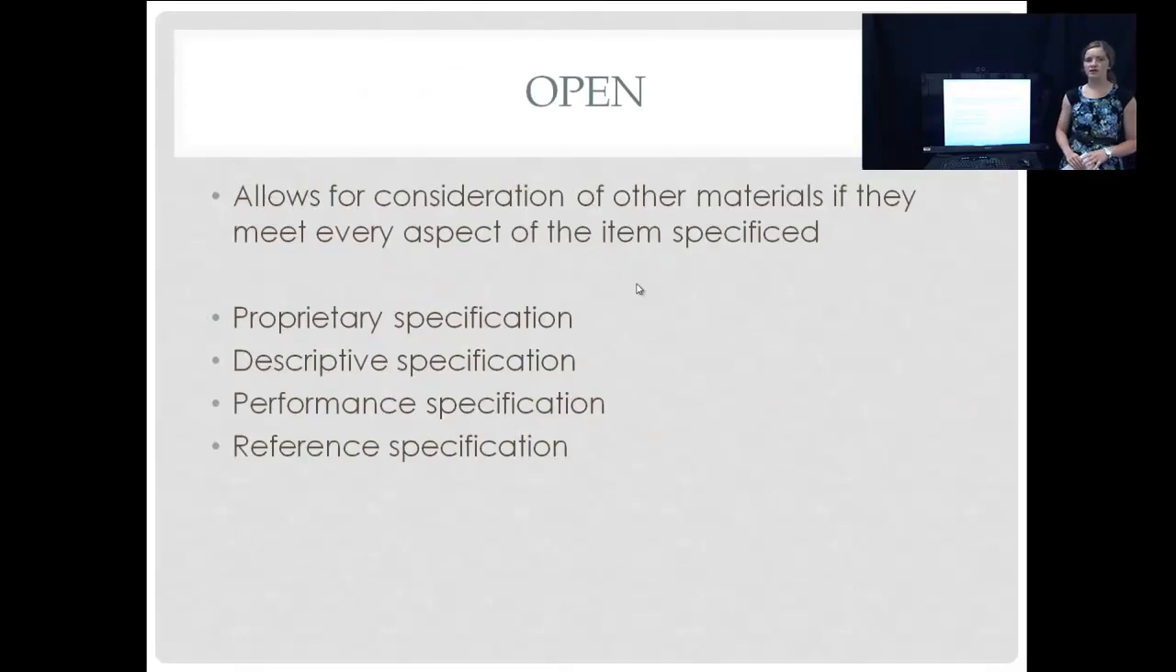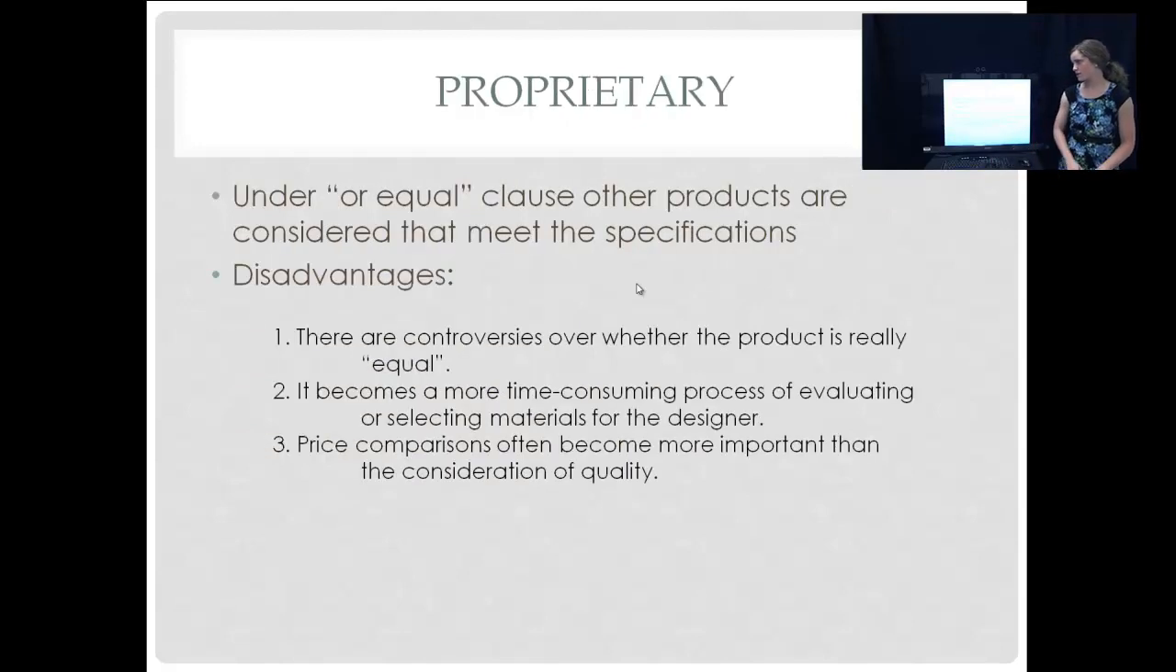And then there's open, and these allow for consideration of other materials under the modified or equal clause if it meets all aspects. There's four types: proprietary, descriptive, performance, and reference. So we'll go through each one and explain a little bit more about them. The first one, proprietary. This is open under the equal clause, which allows consideration of other products that meet every aspect. There's a few disadvantages.